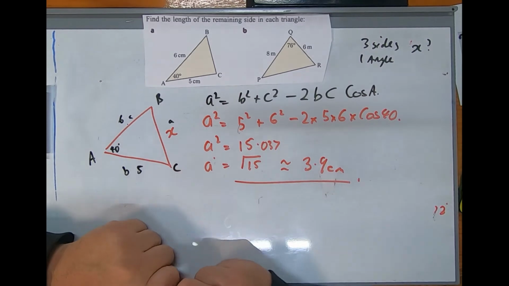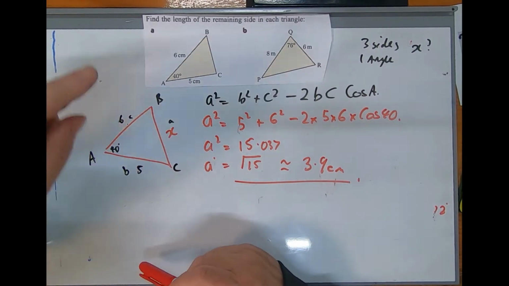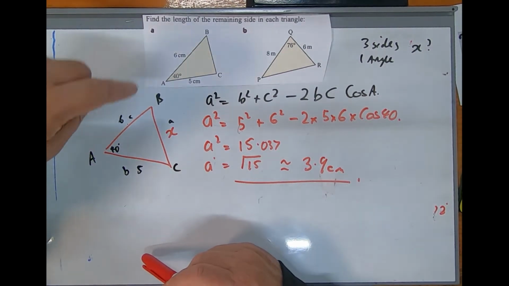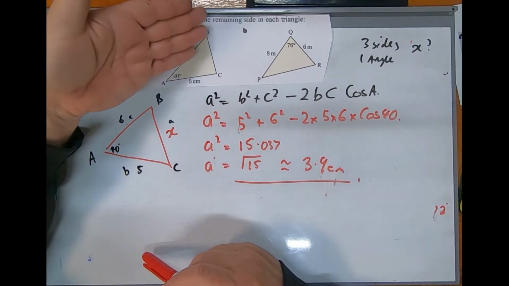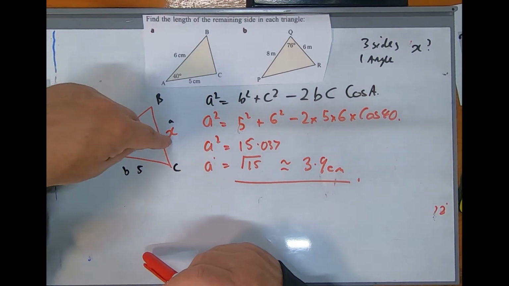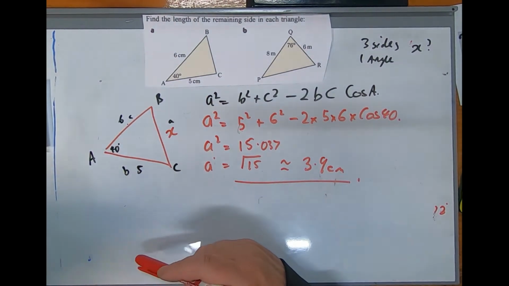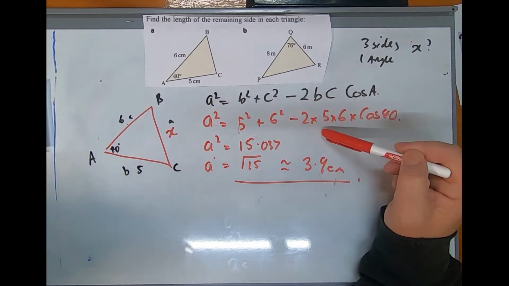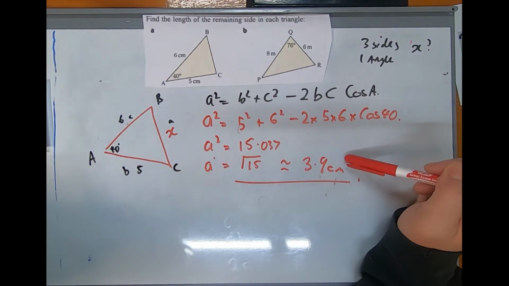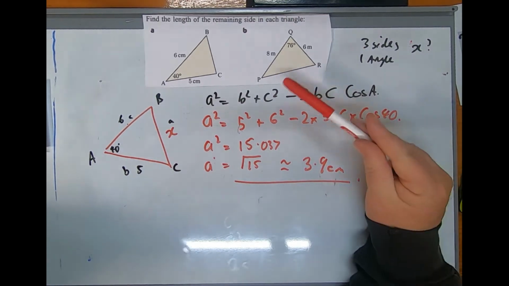Cool. What did I do? I labelled the sides. I put in the unknown. There was no X in this picture. I'm either looking for an X or for an angle. It said sides, so I put the X on the side. I identified it had 3 sides and 1 angle, so it's the cosine rule. We substituted the numbers in, put it in the calculator, and we're done. Let's do part B.